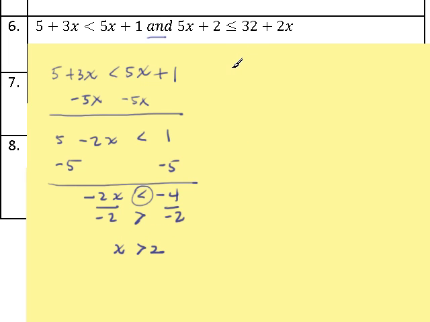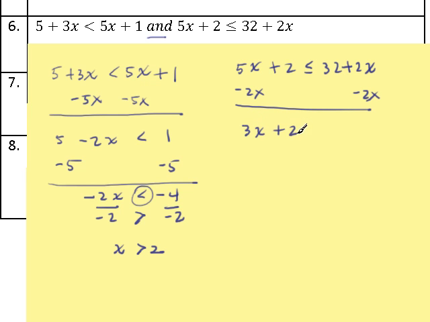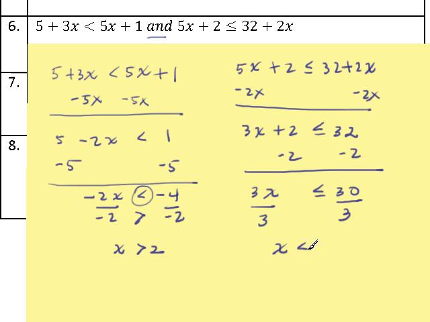All right, the next one, here we have 5x plus 2 less than or equal to 32 plus 2x. Let's subtract 2x. And we have 3x plus 2 less than or equal to 32. Subtract 2. 3x less than or equal to 30. And we have x less than or equal to 10. So this is x greater than 2 and x less than or equal to 10.